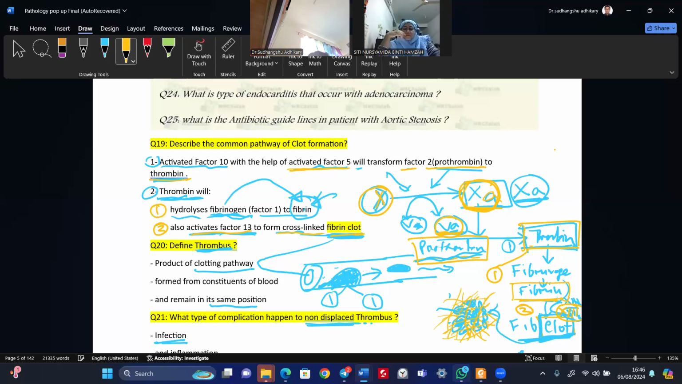So, again, activated factor 10, with the help of activated 5, works on prothrombin to form thrombin. Now, thrombin has two functions. One, thrombin hydrolyzes fibrinogen to fibrin, and two, thrombin activates factor 13 to cross-link the fibrin clot.